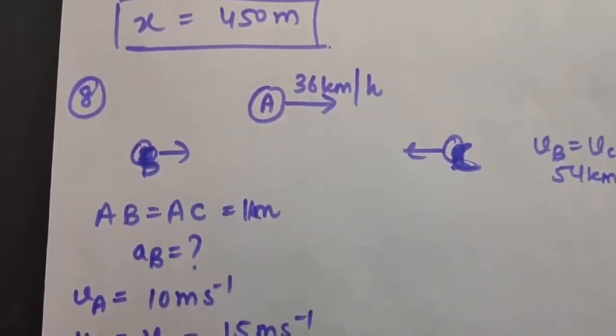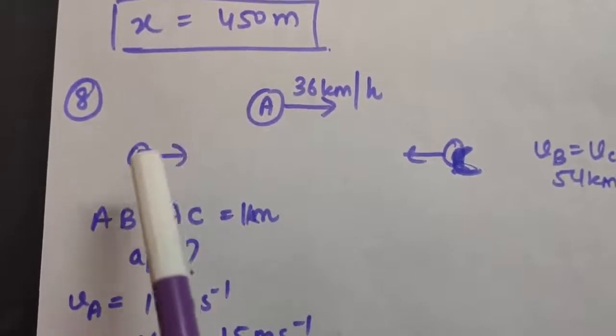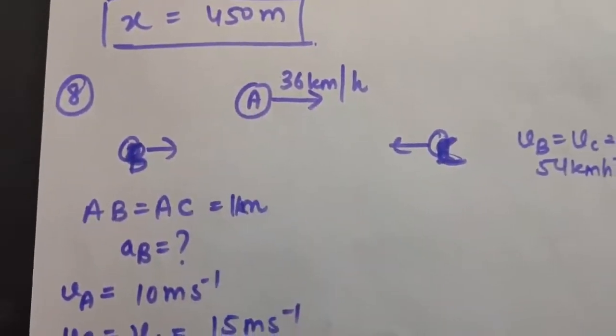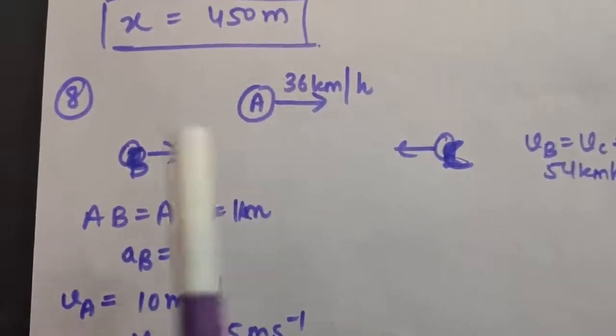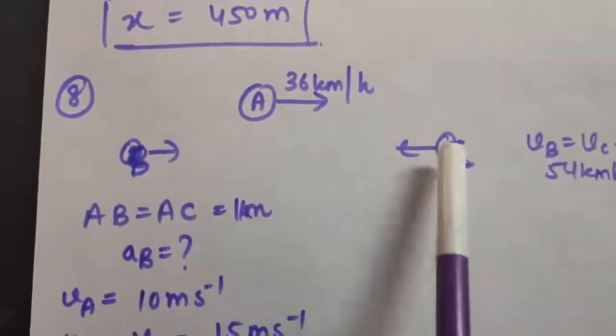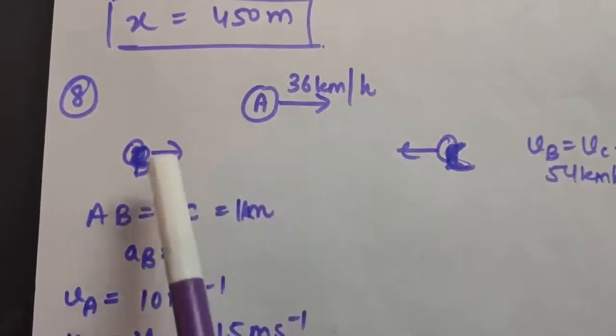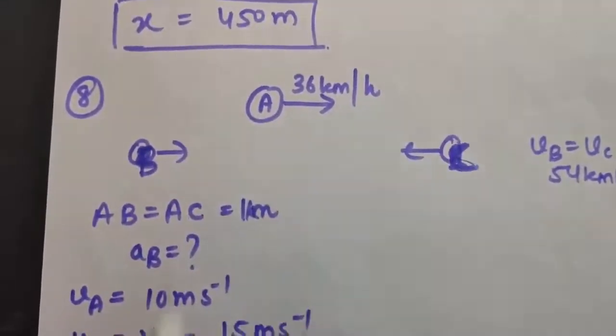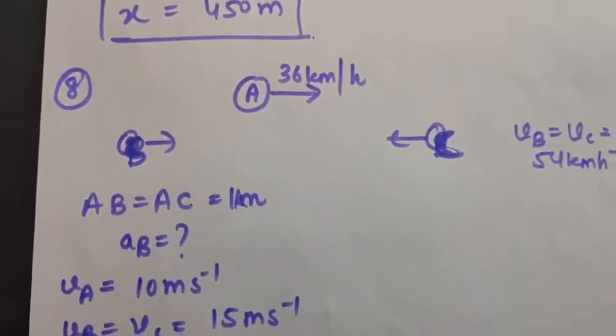Now the question says B wants to overtake A before C. So what should be the acceleration of B to do that? That is, at some instant of time, B and C have the same distance from A, but now B wants to overtake A faster than C. So we have to calculate what should be the acceleration of B to do that.